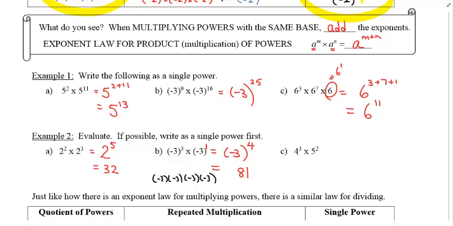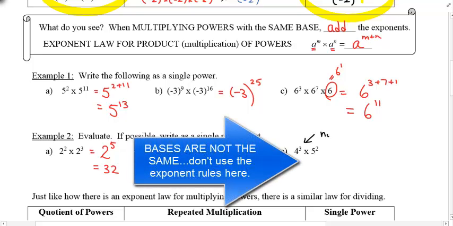Well, the bases are not the same. Uh-oh, not the same base. So can we write it as a single power? The answer is no way. We can't do that. So what do we do? We just have to evaluate. So go ahead and calculate 4 cubed, then calculate 5 squared, and then multiply them together.